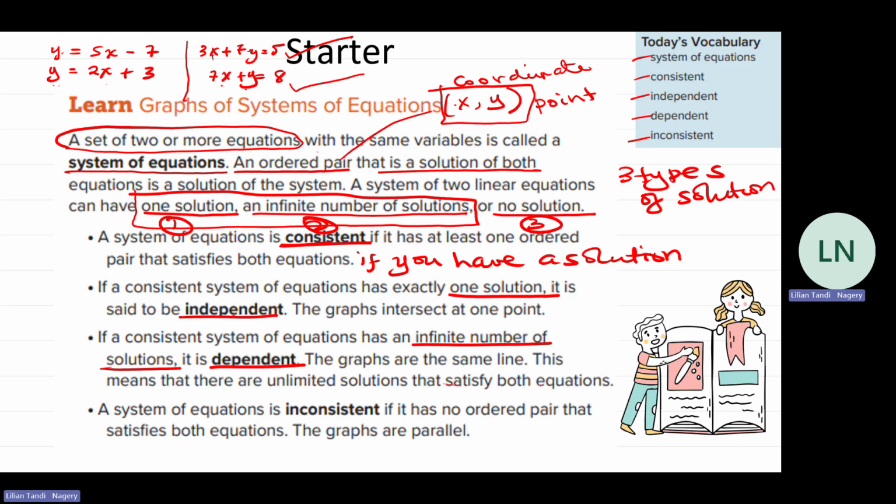Now, when you have no solution, you are inconsistent because you have no solution. There is no point. Now, how will you know you have no solution? Your graph will be parallel. Okay, all right, we move on.